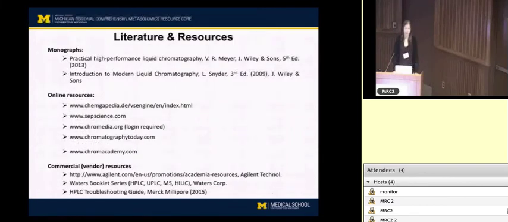Here are some resources that I've used in putting this talk together and that I can really recommend if you want to learn more about how to develop HPLC methods.